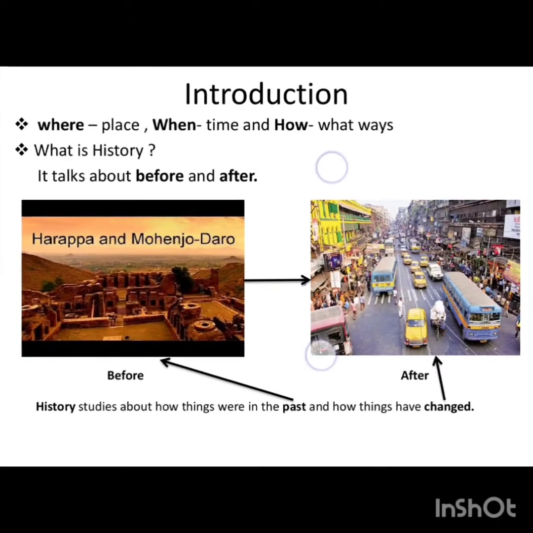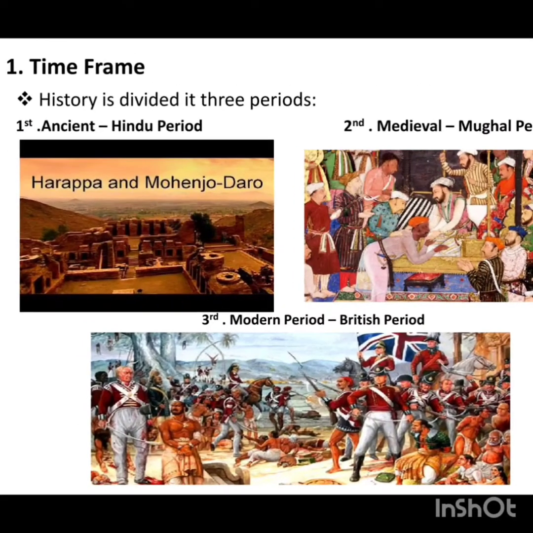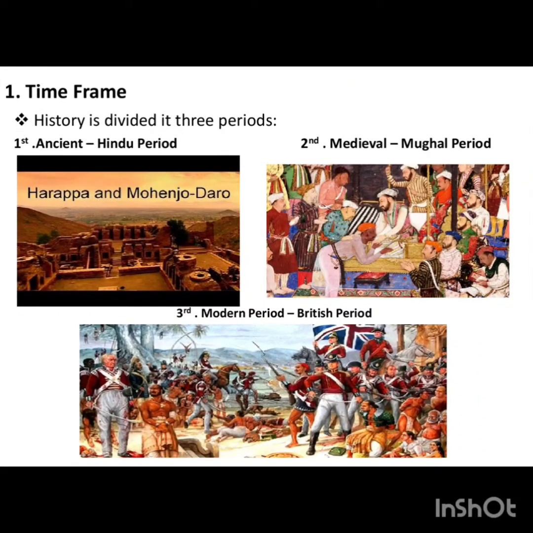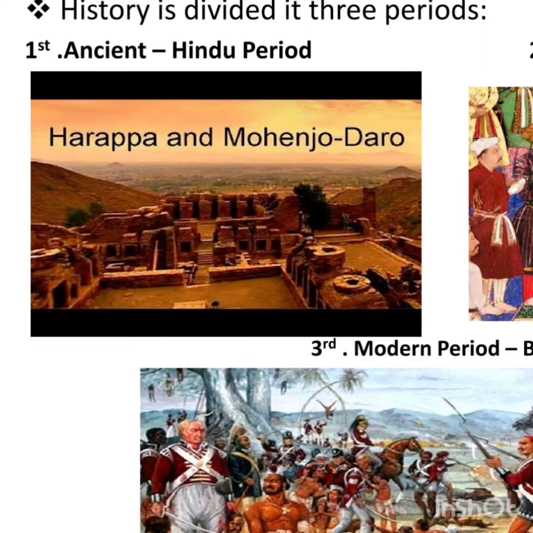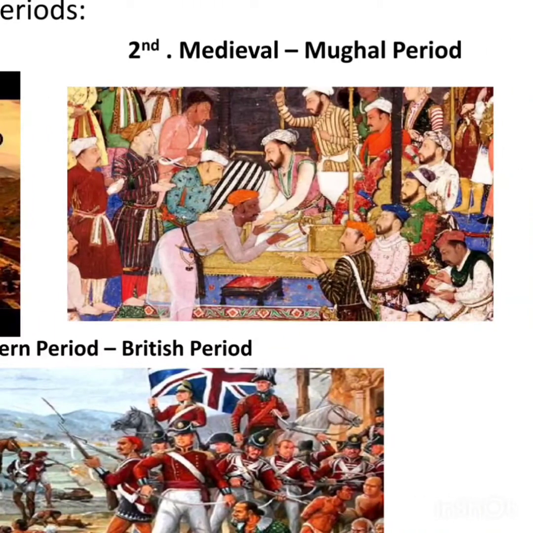Now we are going to start with our first topic of the chapter, that is time frame. So what is time frame? Time frame talks about our Indian history that is divided into three periods. First is ancient, second is medieval, and third is modern period. So what is ancient period? Ancient period talks about Hindu period, the period of Harappa and Mohenjo-daro. Second period talks about medieval period, the period of Mughals, that is Muslim.